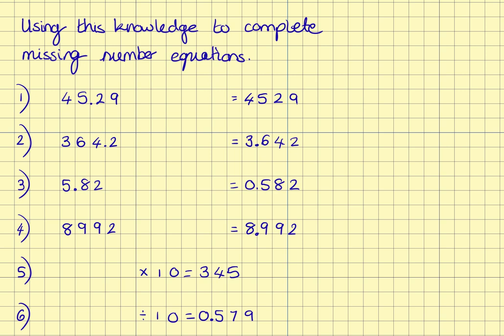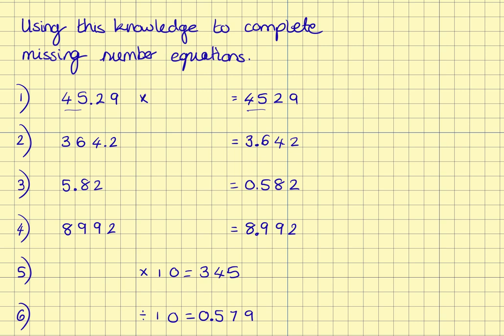Now that we've done that, what I want to do is have a go at using the knowledge that we've just been recapping to complete some missing number equations. So here we've got 45.29. Something happens to it. We don't know what happens, but it becomes 4,529. So first of all, I know very clearly that if I've gone from 45 to 4,500, the number's gone bigger. So I'm definitely going to be multiplying.